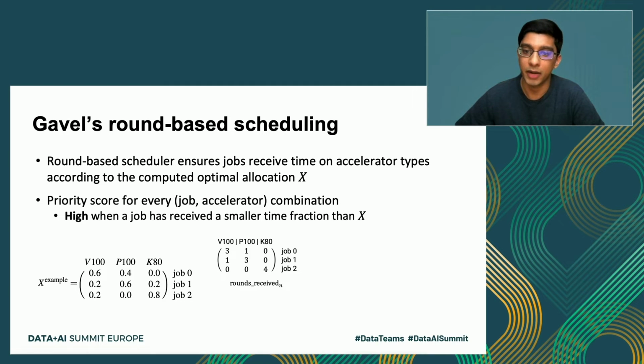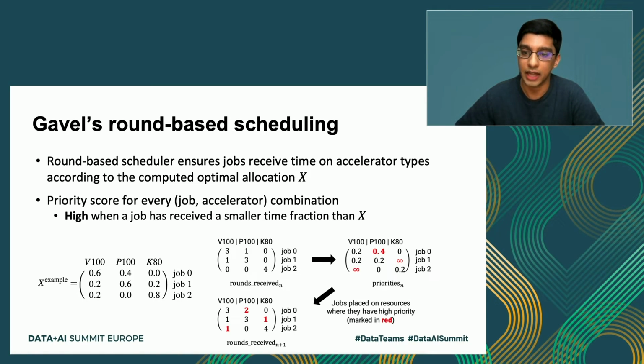So now to compute priority scores, what we can do is take the ratio between this theoretically optimal allocation and this rounds received matrix. And then now we'll see that job 0 for the next round will have highest priority on the P100. Similarly, job 1 and job 2 will have highest priority on the K80 and V100 respectively. So now if we look at the next round, we'll see that job 0 has been placed on the P100, job 1 has been placed on the K80, and job 2 has been placed on the V100.